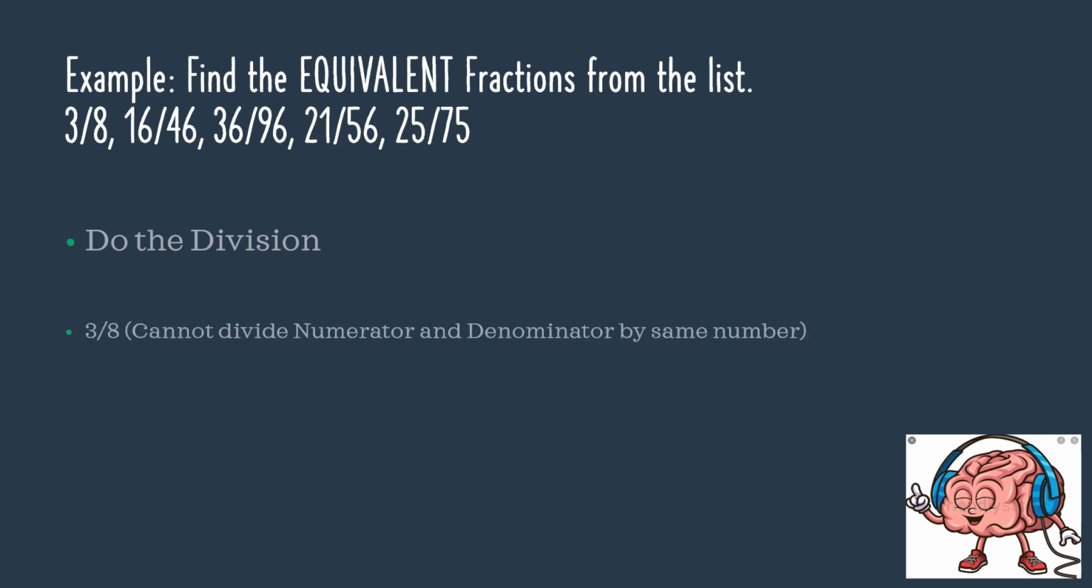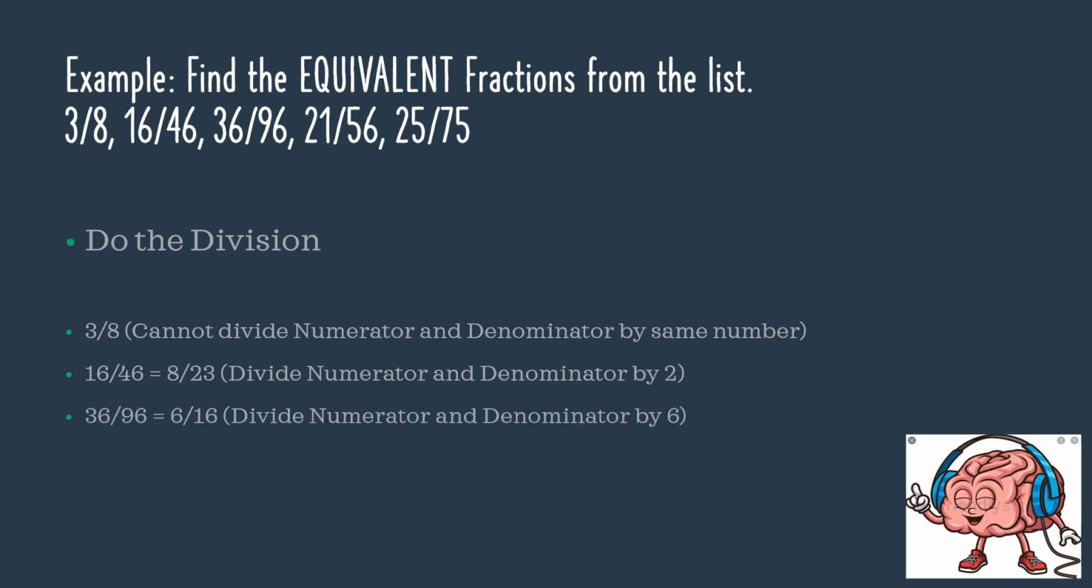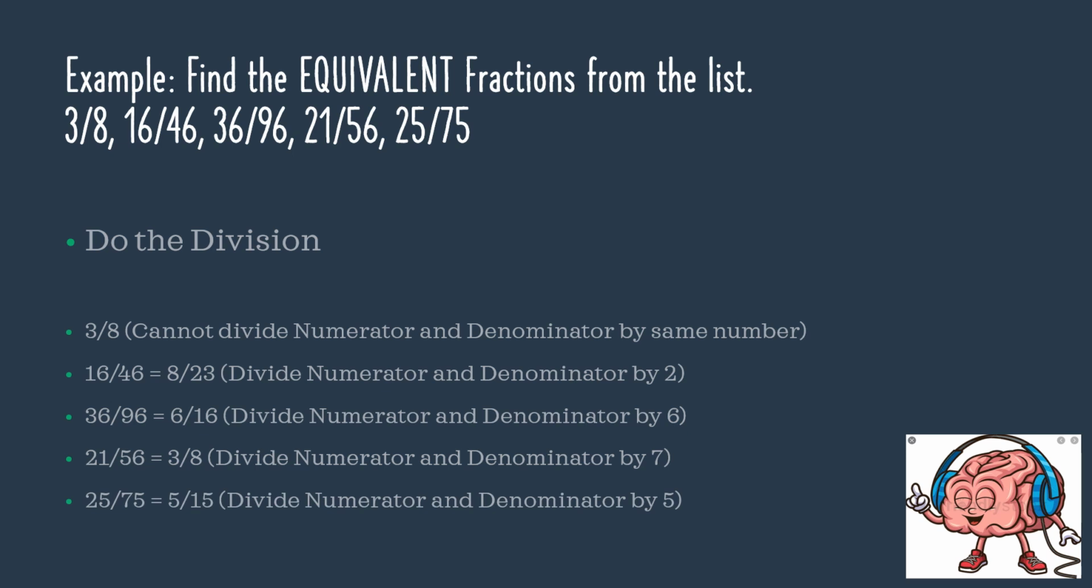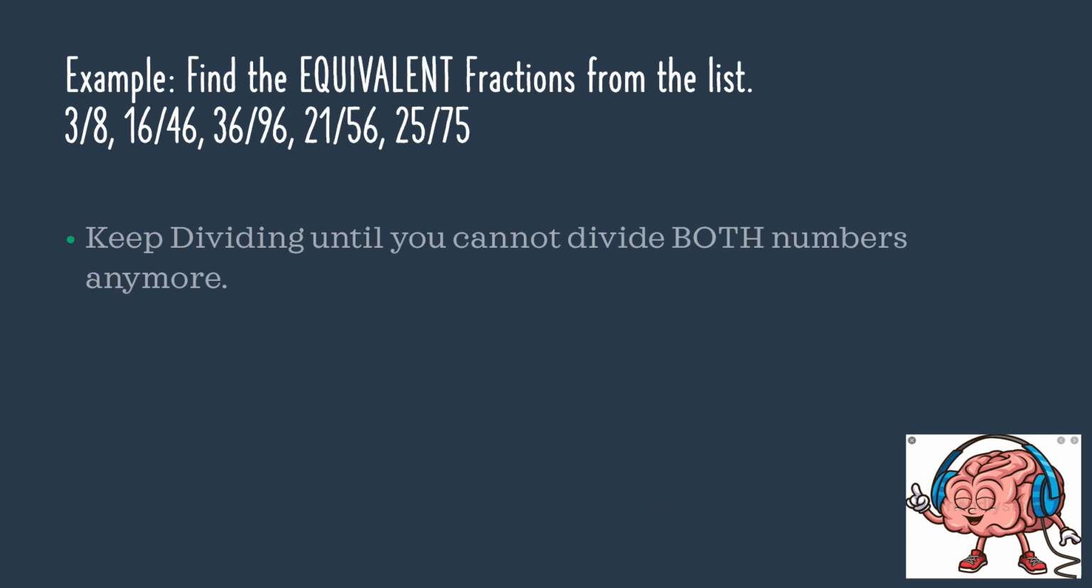3 by 8 we cannot divide anymore, so it remains the same. 16 by 46 we divide both numerator and denominator by 2. It becomes 8 by 23. 36 by 96 we divide both numerator and denominator by 6. It becomes 6 by 16. 21 by 56 we divide both by 7. It becomes 3 by 8. 25 by 75 we divide both by 5. It becomes 5 by 15.